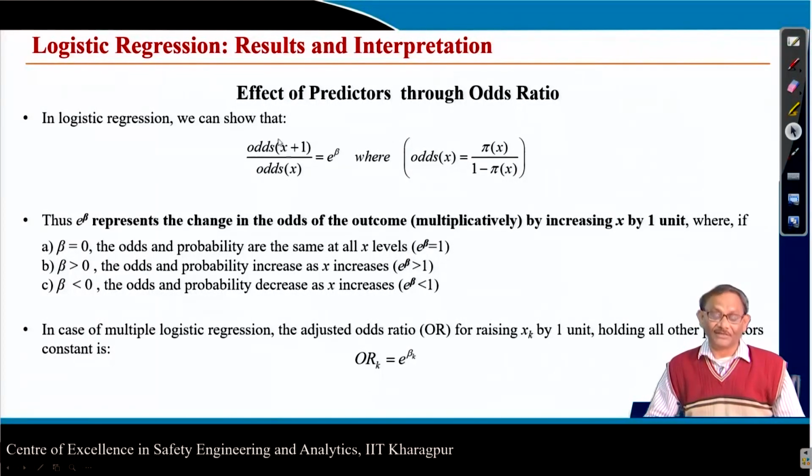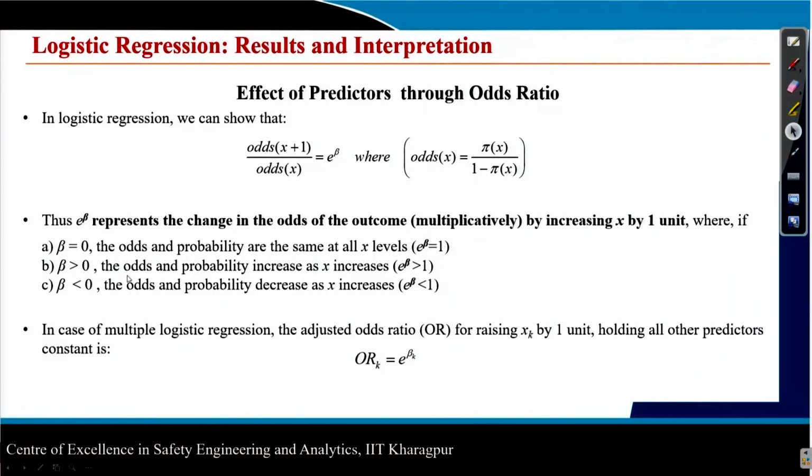That is very interesting. And if beta is 0, then what is the issue? The odds of the probability are the same at all levels of x, so it is not contributing. If it is greater than 0, then e to the power beta is more. That means it is increasing the probability odds towards the presence. If it is less than 0, it is decreasing the odds towards presence, which means increasing the odds towards absence. So, this is the way you have to understand.